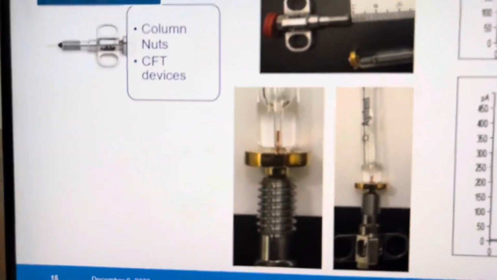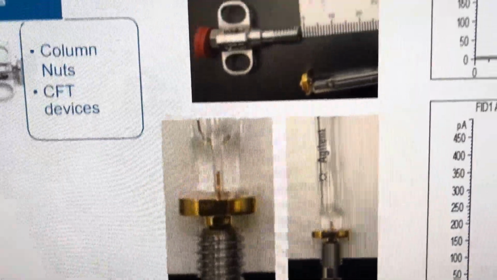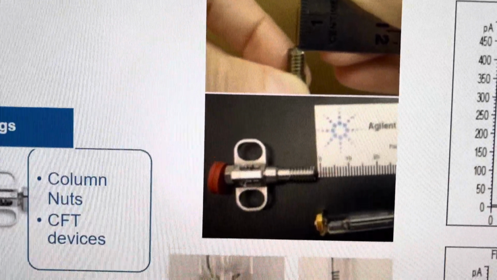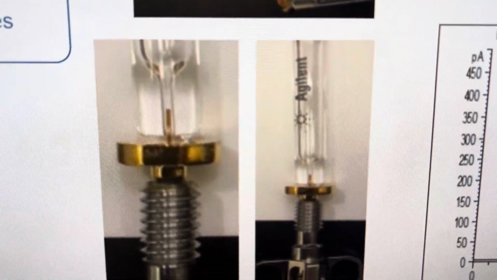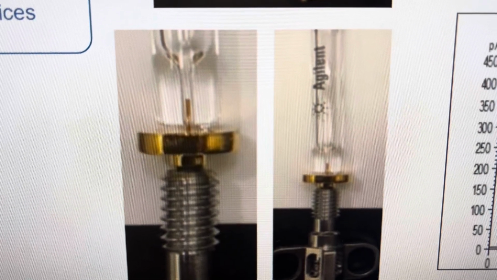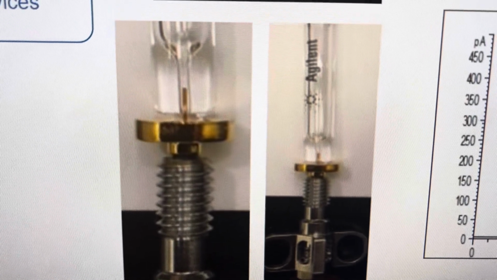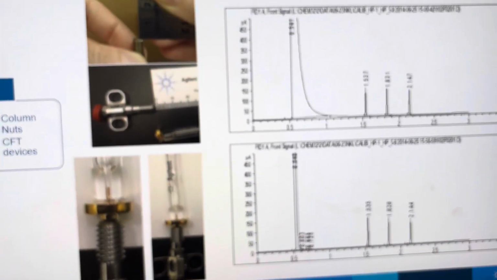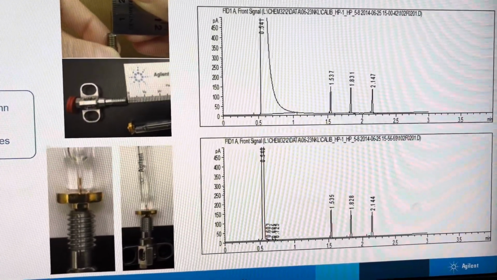That is where GC column installation needs to be done cautiously. We need to carefully maintain how much length needs to be kept open for access, whether inlet or detector. Proper installation will give proper results. Improper installation will not give proper results.